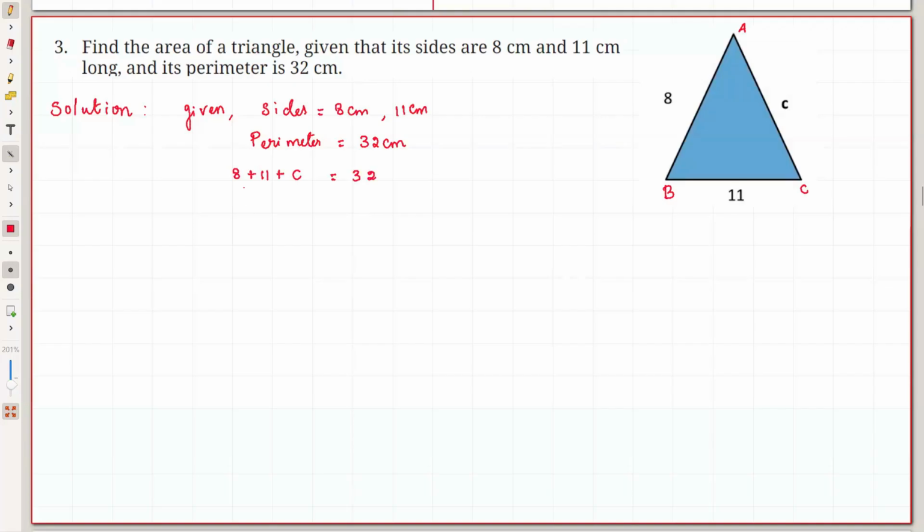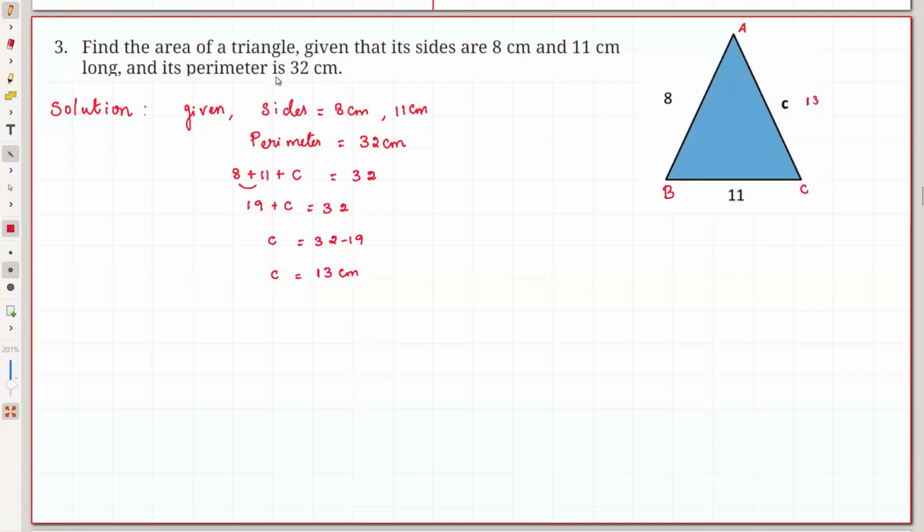Now 8 plus 11 is 19. 19 plus C is equal to 32. Now C is equal to 32 minus 19, which is 13 centimeter. So C is equal to 13 centimeter.